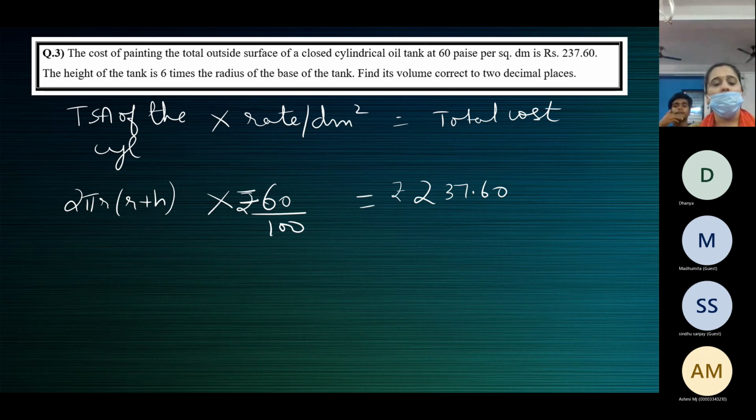All right. 2 pi r into r plus h into the rate, rupees 60 by 100, converting paise to rupees, is equal to the total cost. Now you can calculate this first instead of substituting. 2 pi r into (r plus h) is into what is this? 23s are 25s are correct.